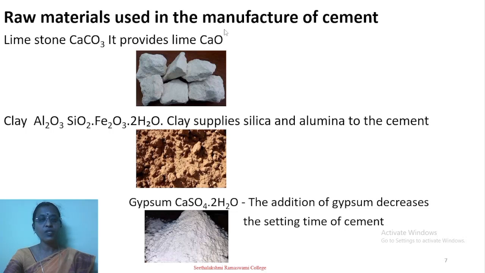The raw materials used in the manufacture of cement are limestone, which provides lime; clay, which provides silica and alumina; and gypsum. The addition of gypsum increases the setting time of cement.